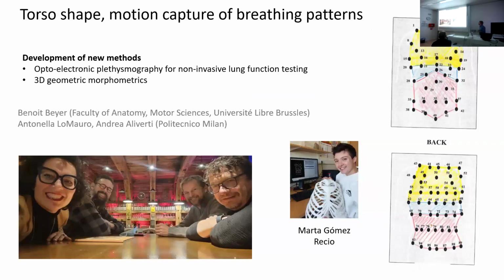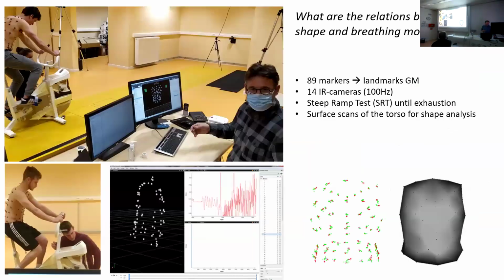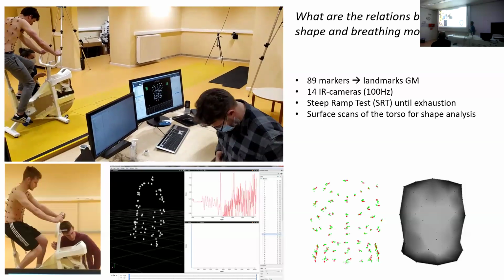And this is work that we carry out in collaboration with engineers from the Politecnico Milan, Antonella Lomauro and Andrea Aliberti, and it is the PhD work of Marta in our group. And she tries to somehow translate a very well-established way of measuring lung function, which is optoelectronic plethysmography, into a geometric morphometric protocol of motion quantification. And here you can see these experiments.